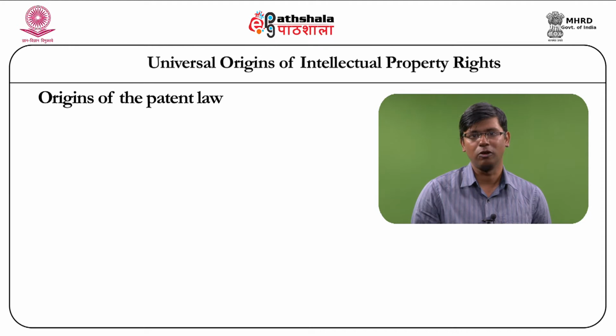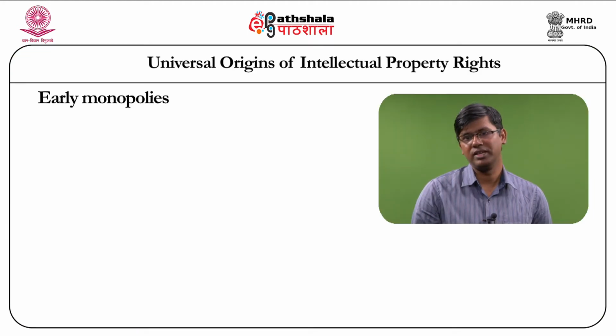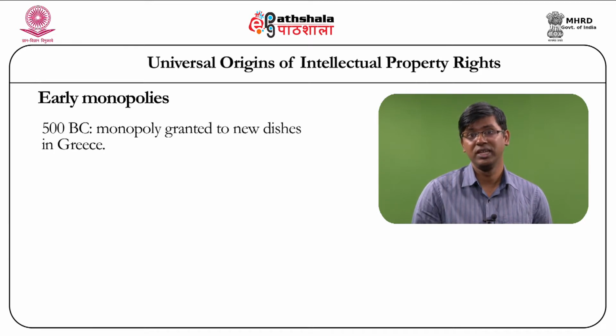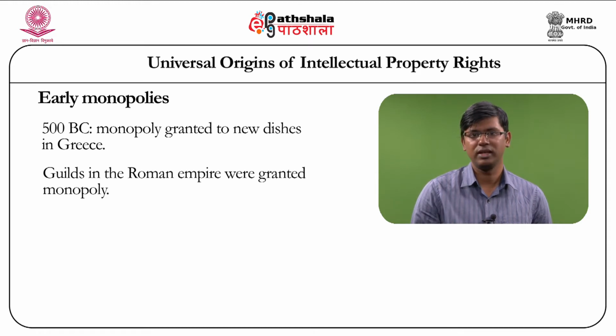Right? Now we conclude the origins of trademark and begin the origins of patent law. Right? Early monopolies related to patents could be found in 500 BC, wherein the Greek monarchs would grant a couple of years of monopoly for making new dishes. Then you had a system of guilds that came into play in the Roman Empire, and these guilds were granted a certain amount of monopoly.